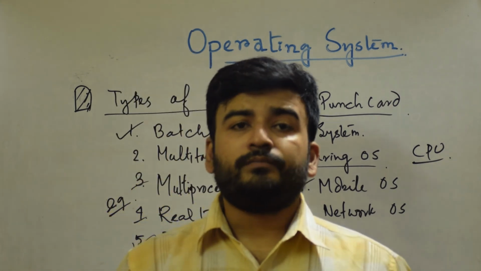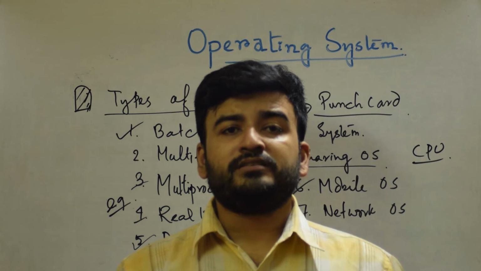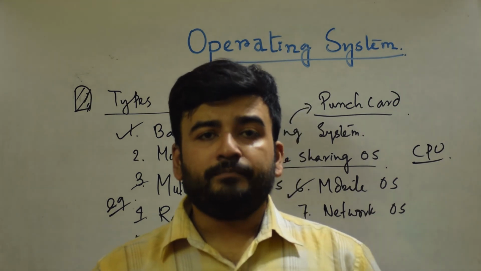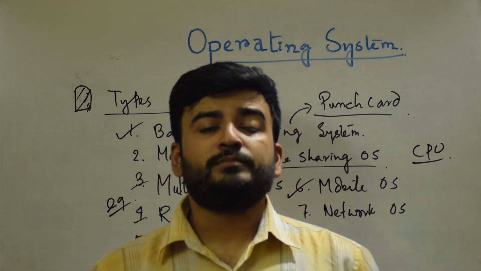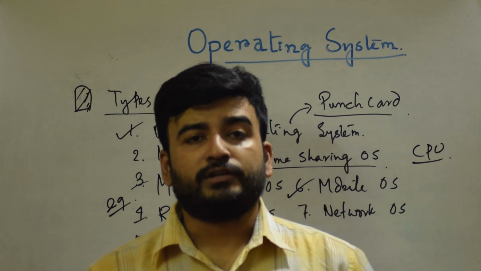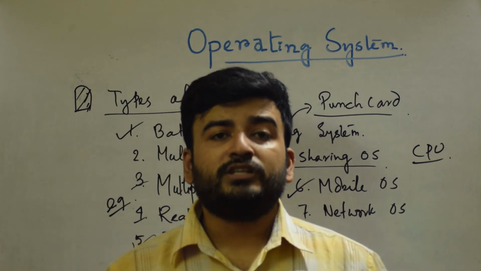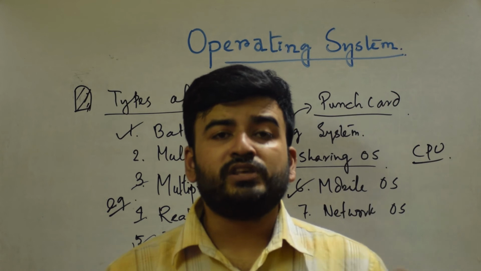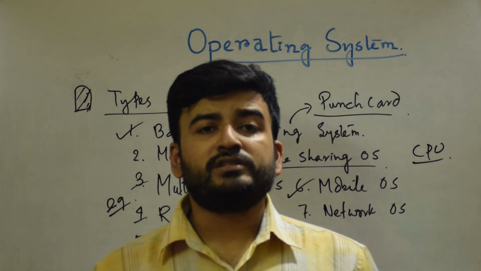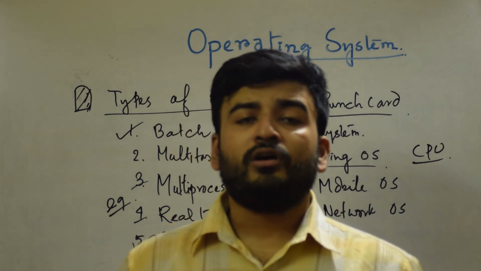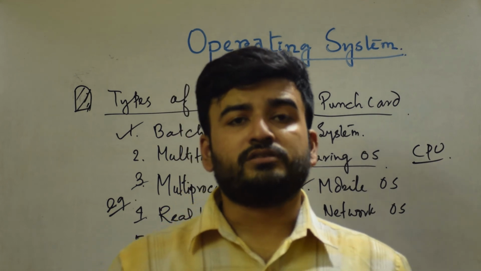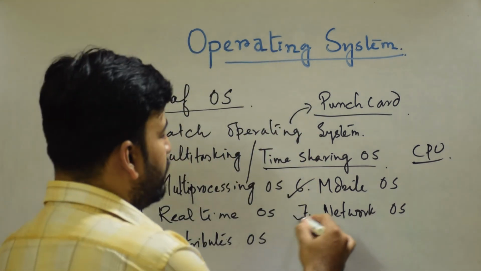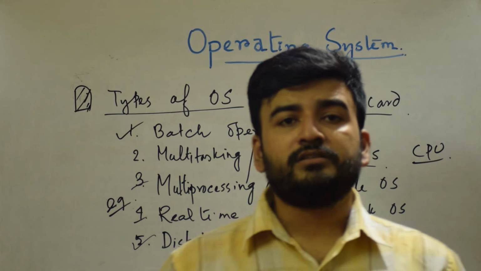And the last one is the network operating system. The network operating system runs on a server. It manages data, users, security, applications and other networking functions. That much from these types of operating system.